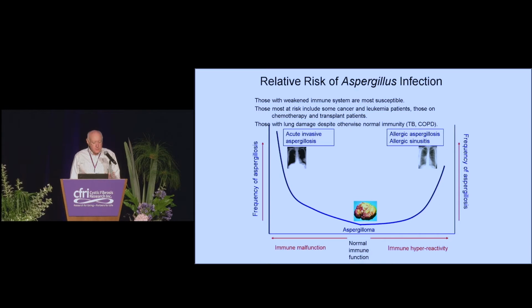On the other side, though, you have the immune system being hyped up, overactive. And that's also a risk factor for the other kind of disease, which is an allergic kind of reaction where the host is producing the damage through its immune response to the organism. And for the most part, this is where the problems reside in CF, except for the transplant population.